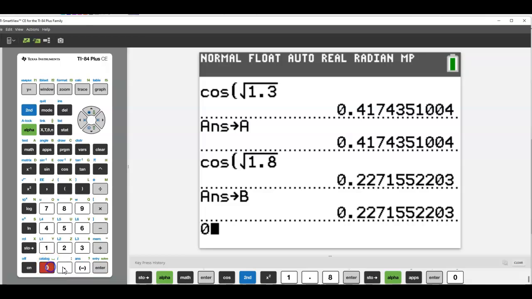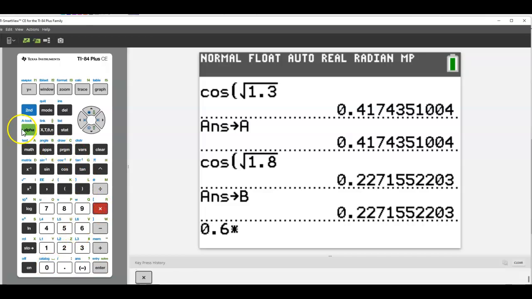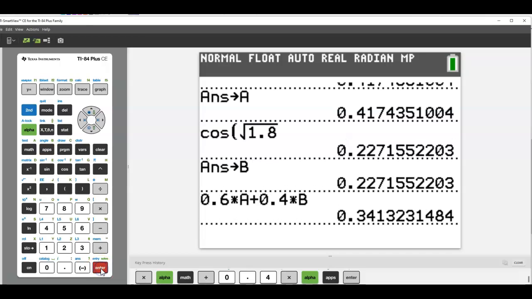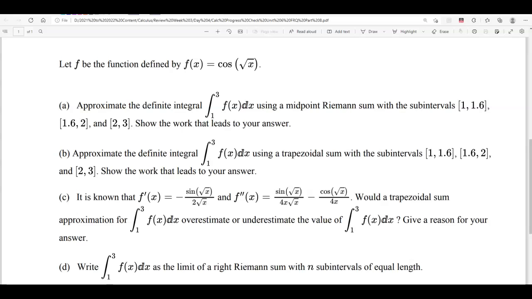So 0.6 times alpha A plus 0.4 times alpha B. And there would be my midpoint Riemann sum. And we can round our final answer to the thousandths place, so 0.341 would be our final answer there.